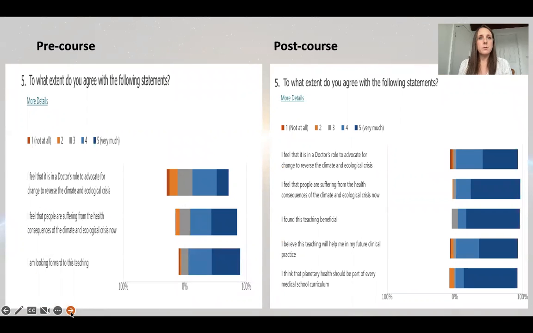So when asked to rate the question, I feel that people are suffering from the health consequences of the climate and ecological crisis now, 41% of respondents scored very much pre-course, and this increased to 73% of respondents following the course.